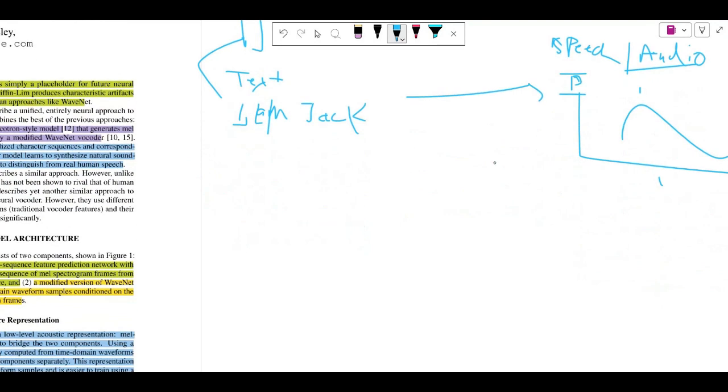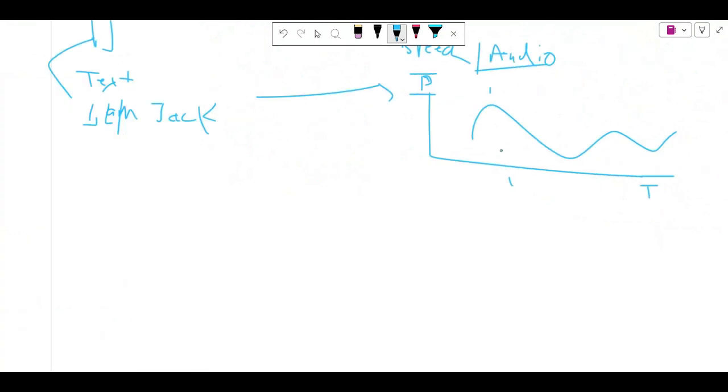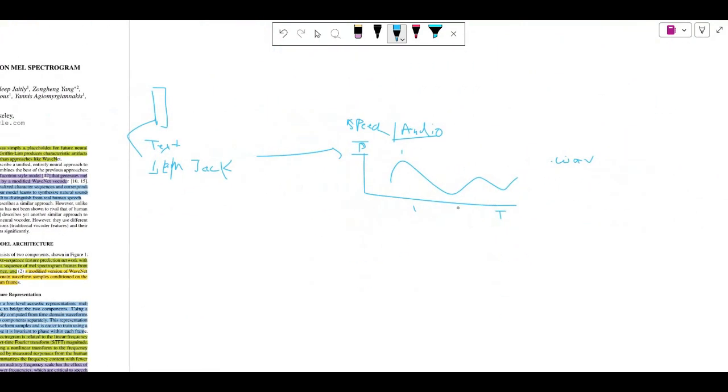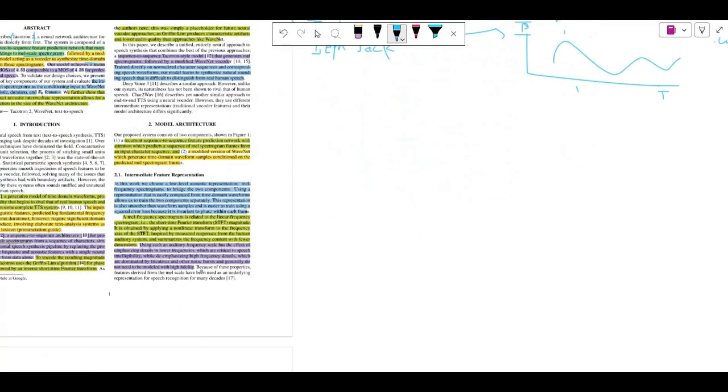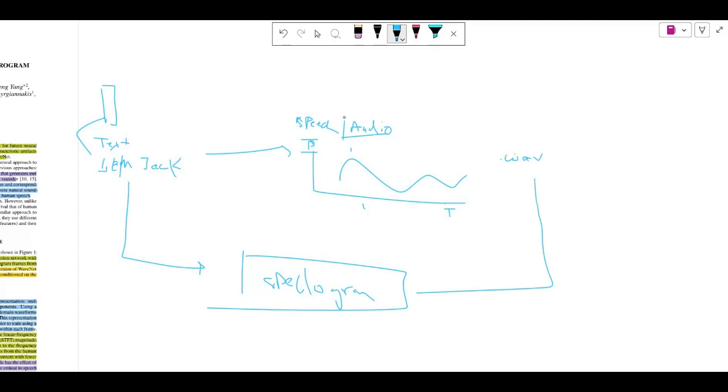What are spectrograms? We'll come into that later, but you can just think that a spectrogram is another way to represent an audio. You can take this wave file and create a spectrogram out of it. They describe it in detail later. But what they do essentially is from this text, they produce a spectrogram. This is your spectrogram. And from this spectrogram, they predict this wave file. And this part is called a vocoder. And this is just your feature extractor of sorts.